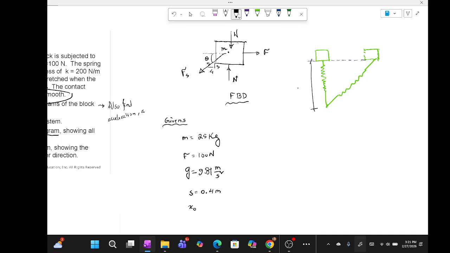What is this distance again? Anyone? No one? 0.3. Thank you. I'm just trying to see how engaged you are. So this one, what is this distance again? 0.4. Thank you. And this is a right triangle, right?